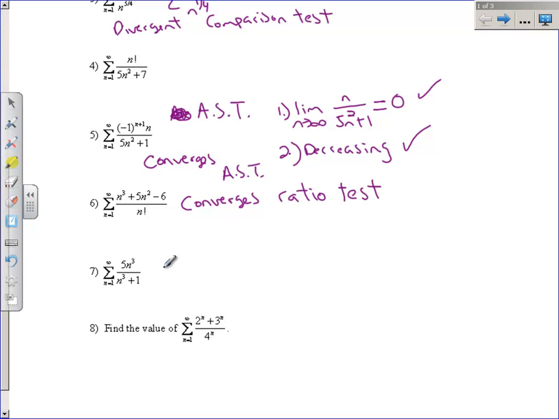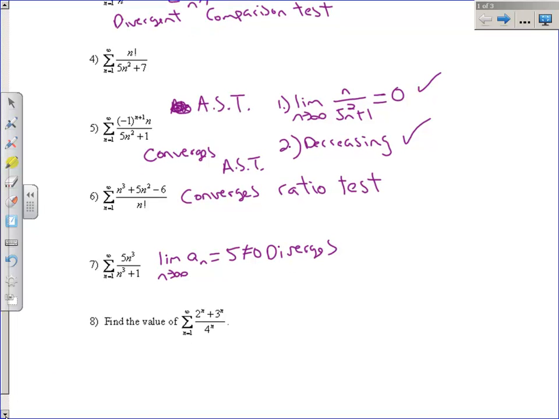Number 7 is very simple. This one is the nth term test. I'm not even going to apply any other test to this, because the limit as n approaches infinity of that sequence is 5, because this isn't top heavy or bottom heavy, they're equal. And so we do the ratio of the coefficients, and we know from the nth term test that if this is not 0, then we can automatically say diverge.